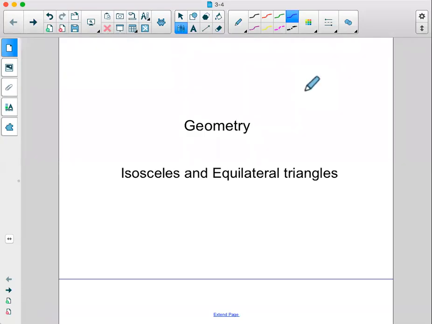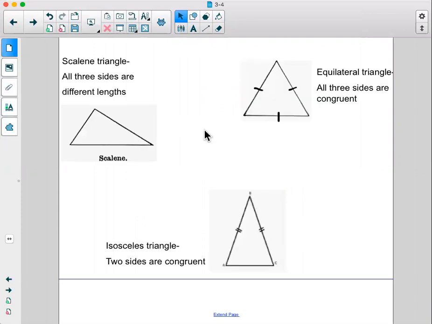Hi, geometry students. Today we're going to talk about triangles and categorize them based on the way their sides relate to each other. So you can have isosceles triangles, equilateral triangles, and scalene triangles. Scalene triangles are triangles in which all three sides are different lengths. An isosceles triangle is a triangle in which two of the three sides are congruent. And an equilateral triangle is a triangle in which all three sides are congruent.